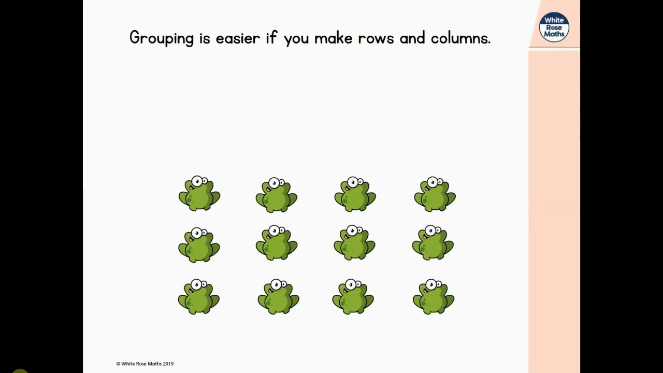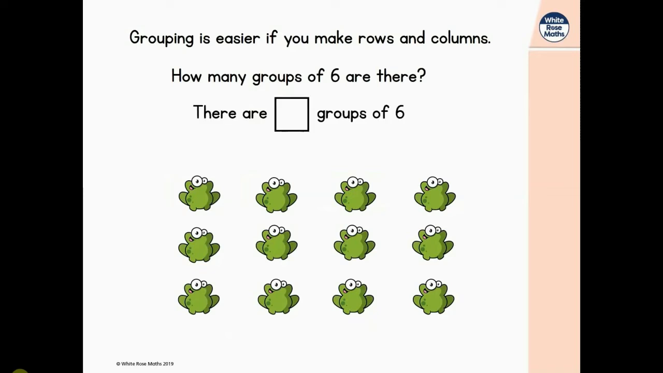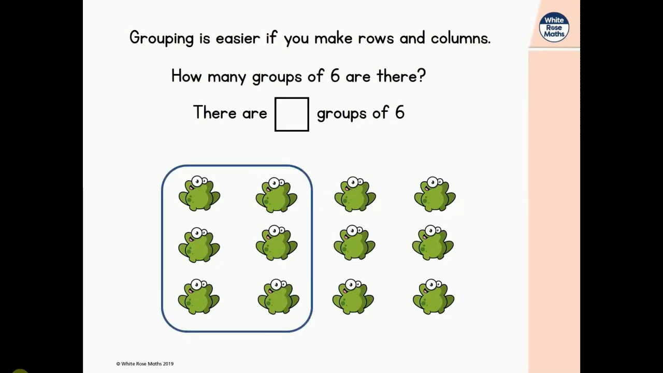And here are our frogs in rows and columns. Because remember, grouping is easier if you make rows and columns. There's still 12 frogs. But how many groups of 6 are there? Well, let's group them. Let's put 6 frogs in 1 group. There's 1 group. And there's 2 groups. So, there are 2 groups of 6.